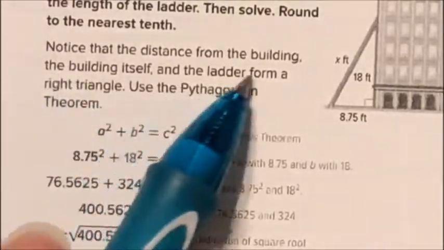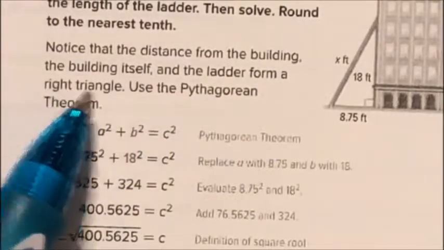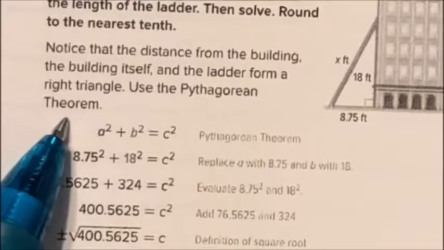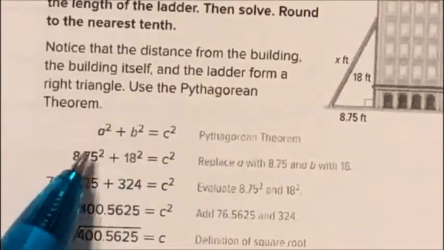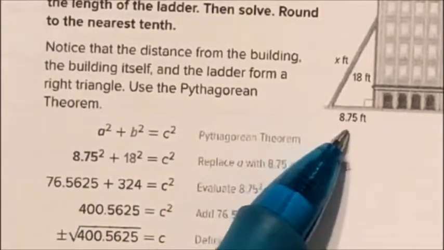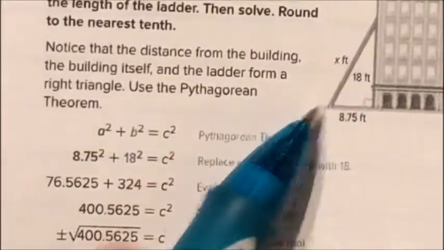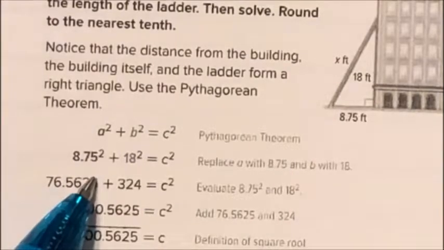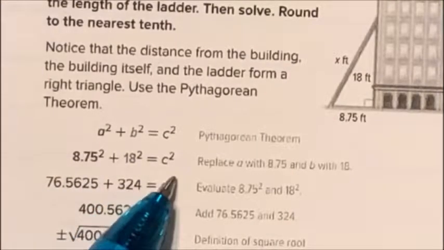So notice that the distance from the building itself, and the ladder form a right triangle. So I can use the Pythagorean Theorem. A squared plus b squared equals c squared. Well, I have both of my legs and I'm missing the hypotenuse. So 8.75 squared plus 18 squared equals c squared.